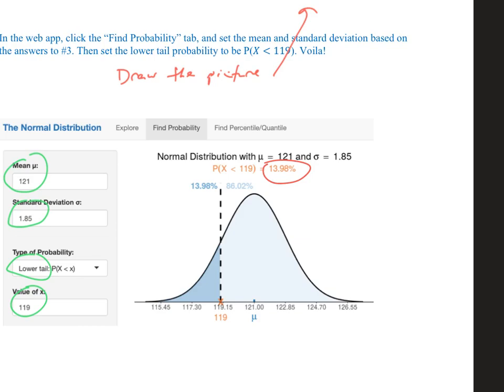And so we can either present that as a probability, 0.1398, or as a percentage. And as usual, if you're going to tell me a percentage, make sure you put a % sign on it to let me know that's what you meant. But either one of those answers would be fine. It comes right off of the computer.